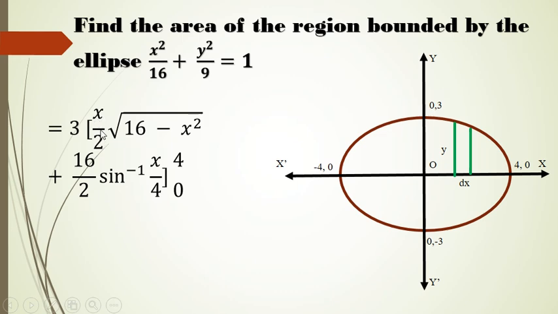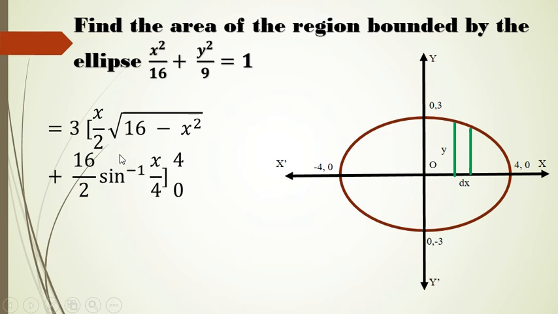After that we put the value of the lower limit, then 0 by 2 will be 0. When 0 is multiplied by any number, we get 0. So the value of this one will be 0. After that, 0 by 4 here, and we know that the value of sin inverse 0 is 0. So the value of this part will also be 0. So when we put the value of 0 here, we get the value of this one is 0.